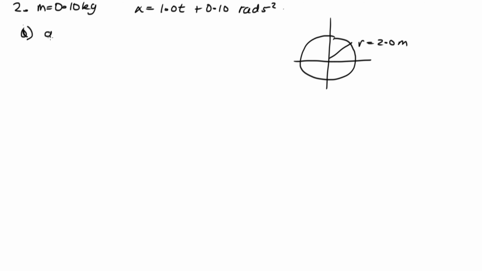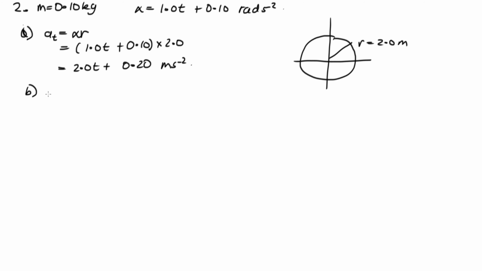Okay, so the tangential acceleration is related to the angular acceleration through a_t is equal to alpha r. So we can just substitute in, we've got 1.0 t plus 0.10 times 2, and so this is equal to 2.0 t plus 0.20 meters per second squared. Now in part B, we're asked to get an expression for the radial acceleration. So the radial acceleration is equal to v squared over r, or omega squared r. So this is the easier one to calculate in this case.